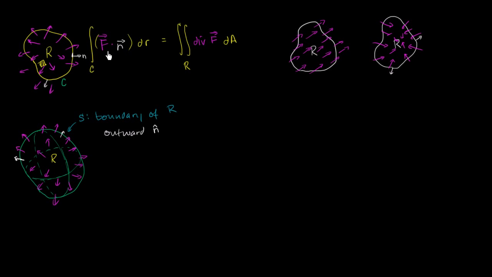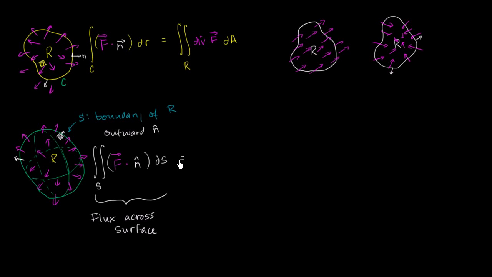Well, then we just extrapolate this to 3 dimensions. We essentially say the flux across the surface. So the flux across the surface, you would take your vector field, dot it with the normal vector at the surface, and then multiply that times a little chunk of surface, and then sum it up along the whole surface. So it's going to be a surface integral. So this is flux across the surface.